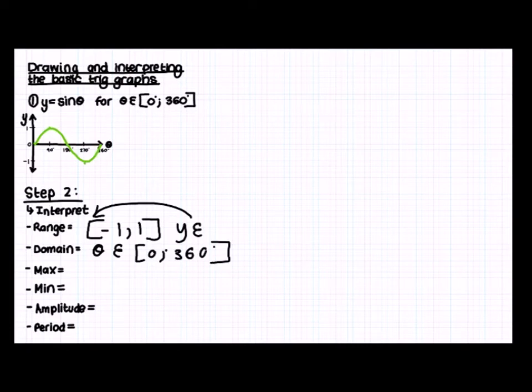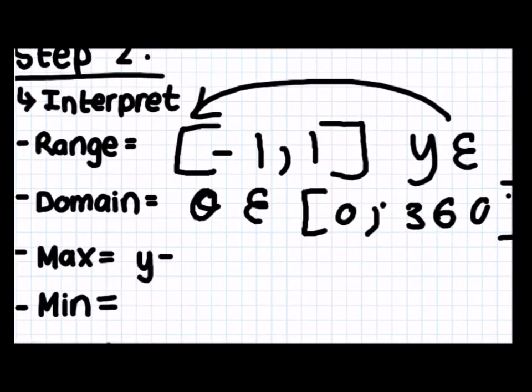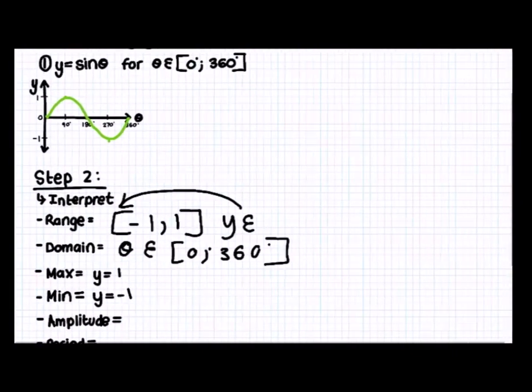Okay, now we're getting to the max and min. So the max is the maximum y value we can get. We can see from this one the max that we can get is actually 1. So our max is y equals 1. Our minimum, again, is y equals -1, as that's the smallest y value we get.